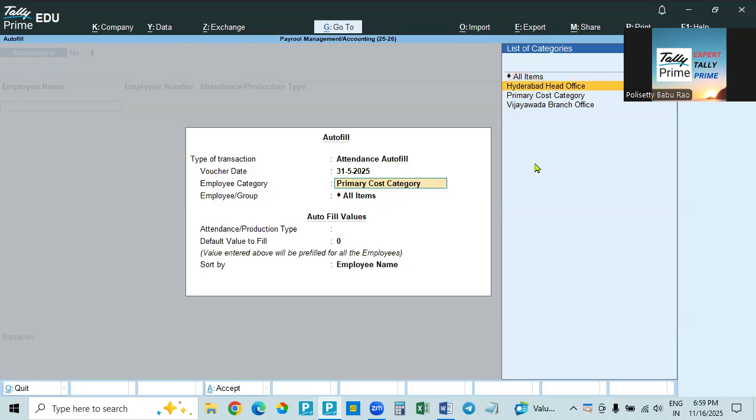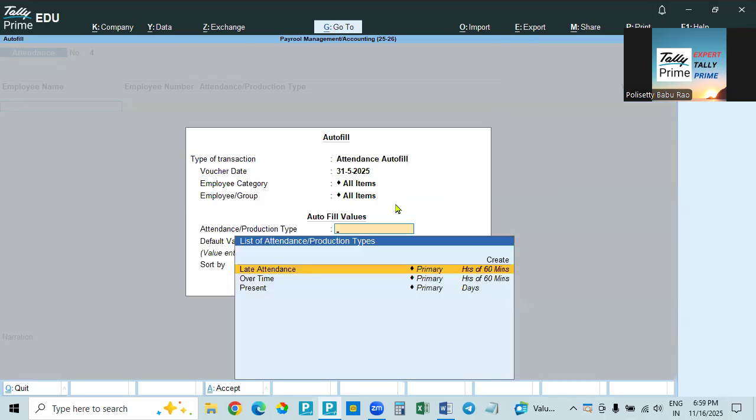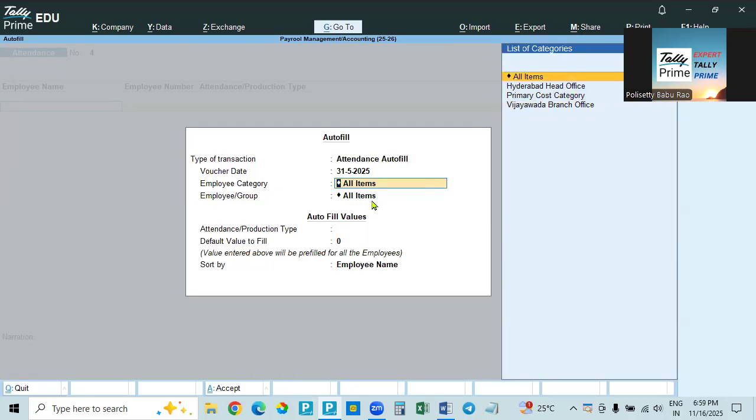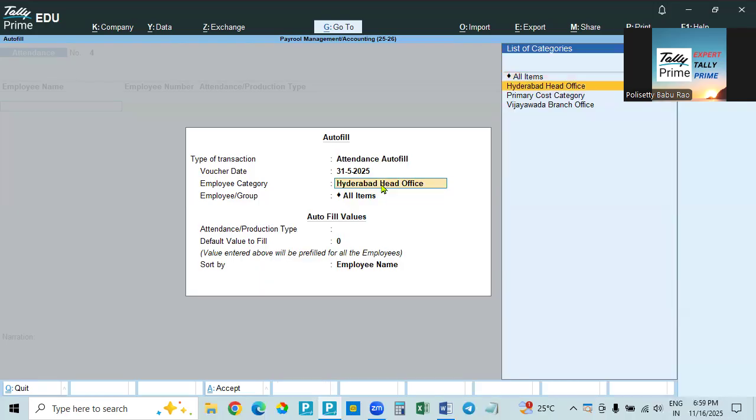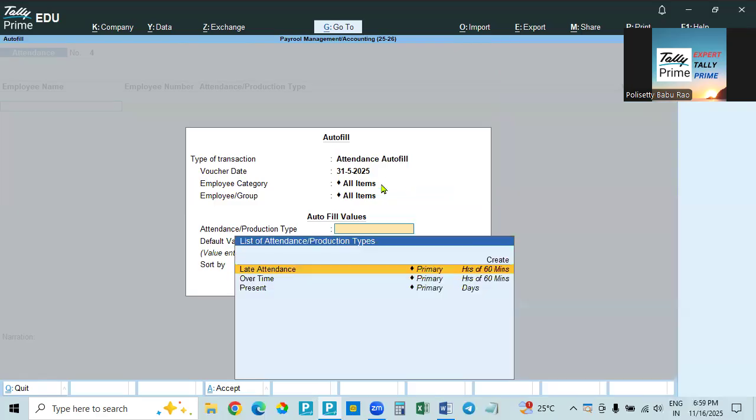So we can take Hyderabad separately, we can take Vijayawada separately, or we can take all items. What is the meaning of all items? All categories, Vijayawada and Hyderabad. For the next one also, groups, if you take all items, then for all the branches, all the groups also will be taken. If you take Hyderabad, it will show which department you want, or both departments. Here you can select all items with both departments. So if you take all items, all offices, automatically the group also will be taken as one.